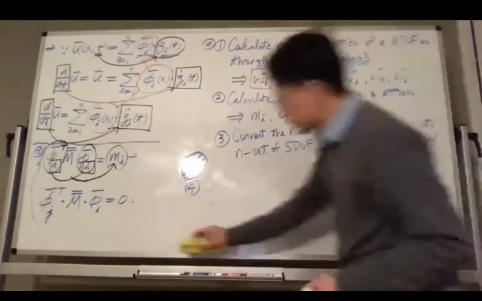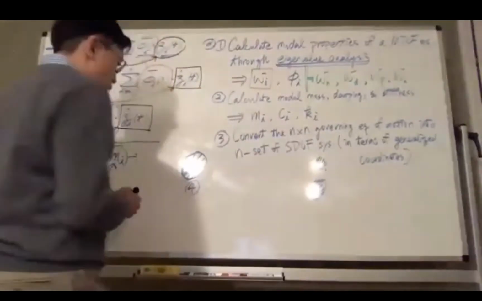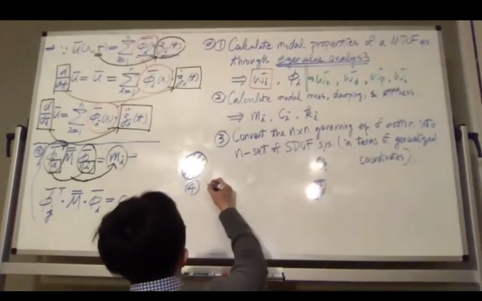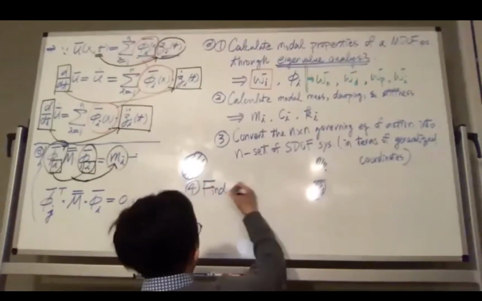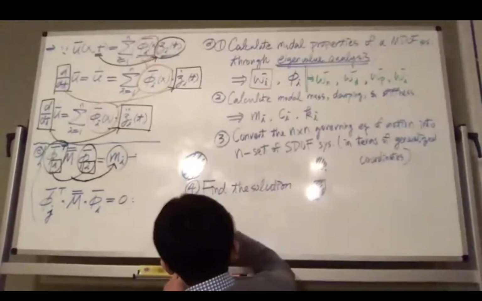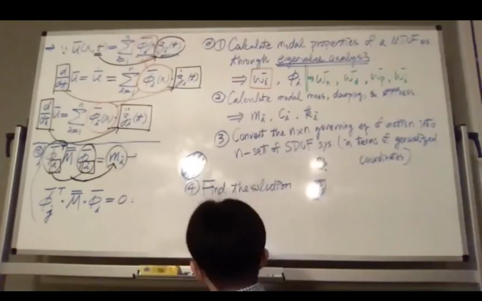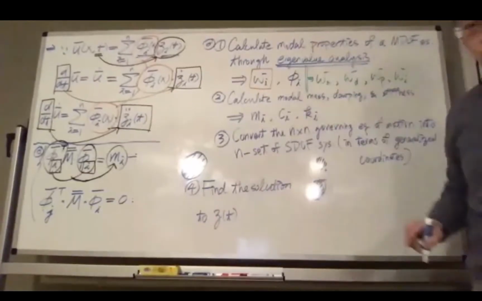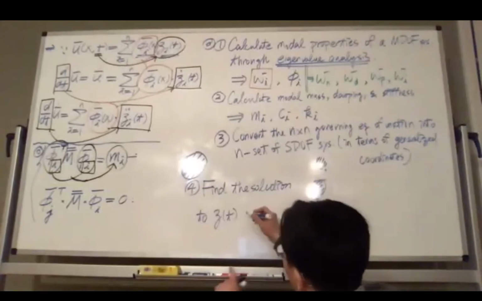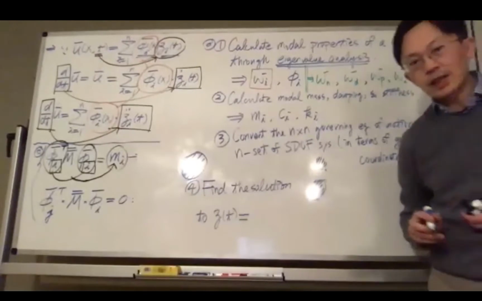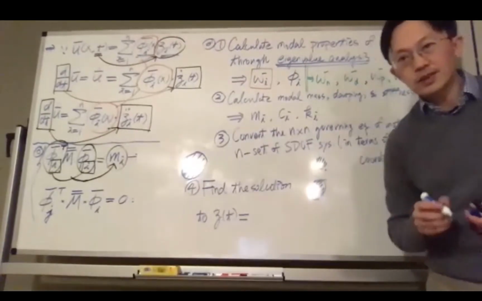So once you finish the conversion in step 3, what you will do is find the solution to z of t. Now remember this. The governing equation that we derived before, this z of t will also have 2 parts of the solution, just like what we did with the single degree of freedom system.